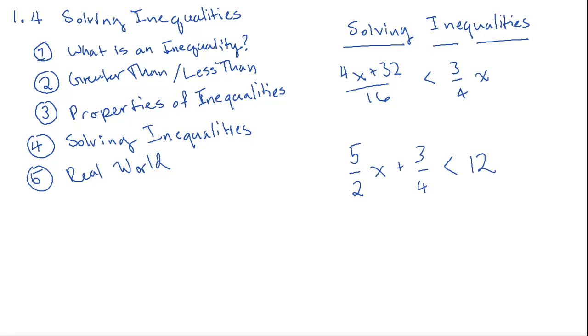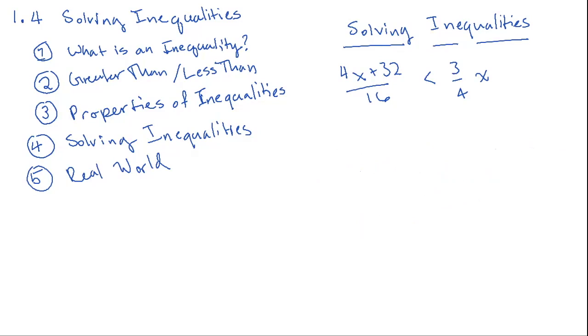And I'm not going to do this problem, but I'm just using it as an example. What's the least common denominator between 2 and 4? Well, it's 4, right? Because 2 times 2 gives you 4. So what you would do in this case is you multiply this whole side by 4, multiply this whole side by 4, and you end up with, let's see, 4 divided by 2 is 2, times 5 is 10x. 4 divided by 4 cancels, and you're just left with 3. And then 4 times 12 is 48. That's the best way to deal with these kinds of problems.